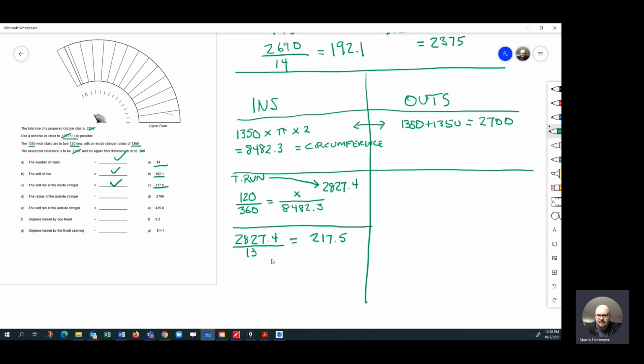So we had total run. Now we've got unit run. And then the next thing in our little memory deal was the finished opening. Remember, it was finished opening, and then it was finished opening in degrees. So what's the finished opening formula again?